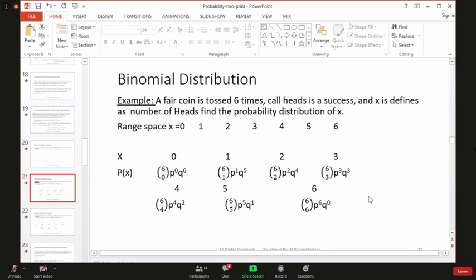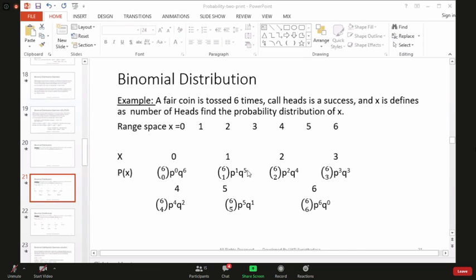For the binomial distribution, the number of heads 0: 6C0 P^0 Q^6, then 6C1 P^1 Q^5, where 5 means 6 minus 1. 6C2 P^2 Q^(6 minus 2), that is 4. Then 6C3 P^3 Q^(6 minus 3), that is 3. So similarly, you get all the probabilities. See? Now you'll be able to calculate the value.